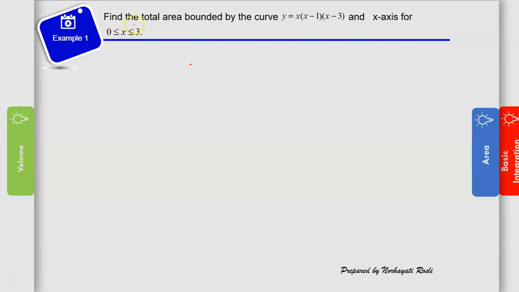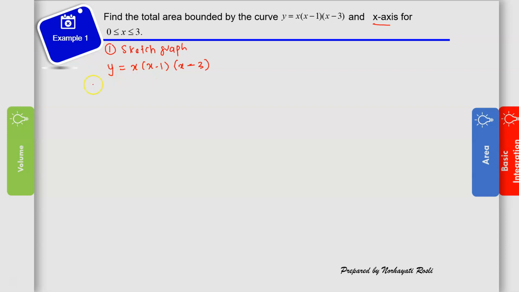Now class, we go to this example 1. The question asks us to find the total area bounded by the curve y equal to x(x minus 1)(x minus 3), for x in between 0 and 3. So now, if you refer back to the steps, our first step is to sketch the graph. How to sketch the graph for this one? We have here the function y equal to x(x minus 1)(x minus 3).